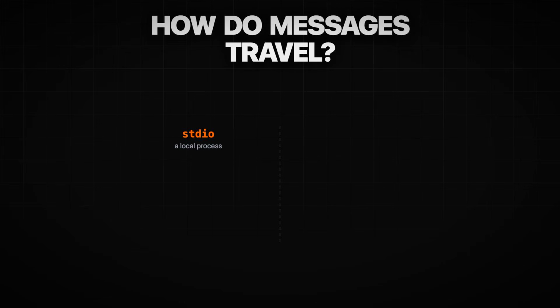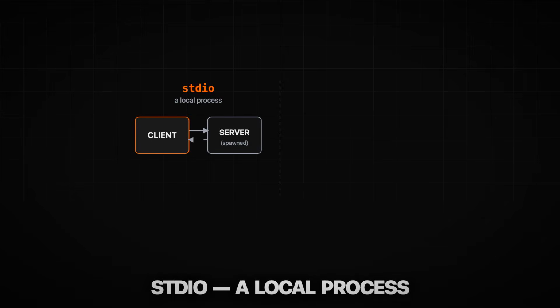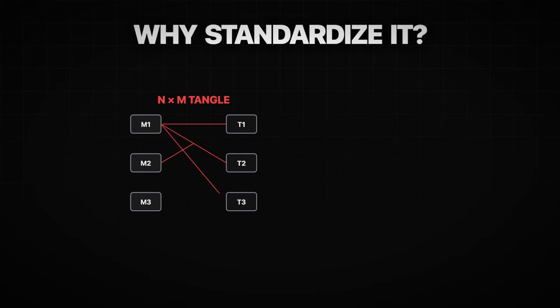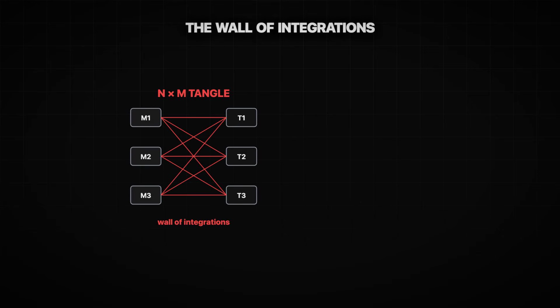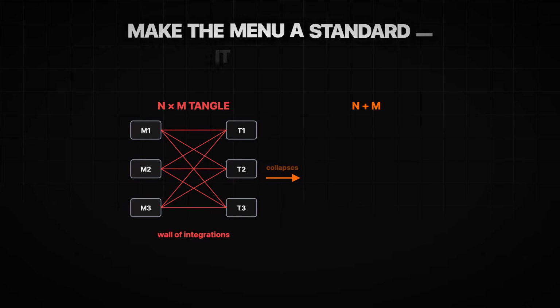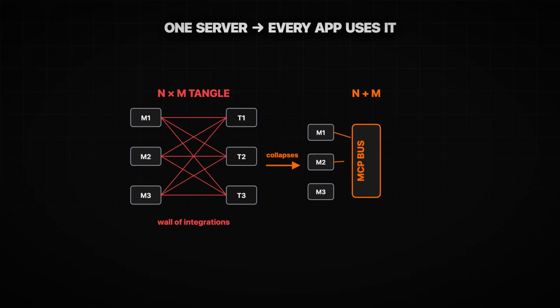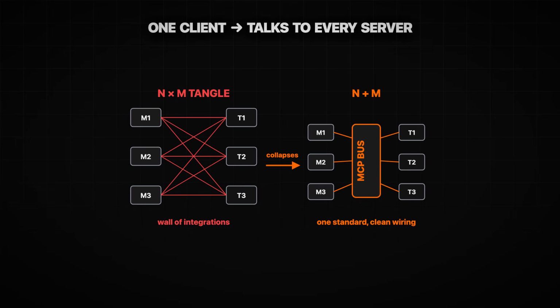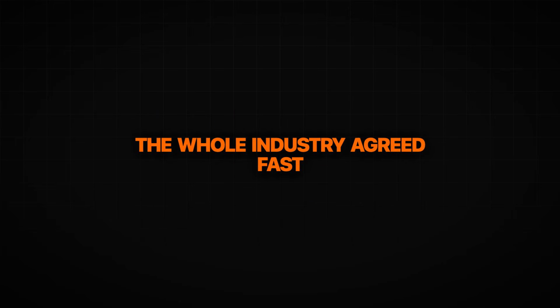Quick aside, how do these messages travel? Two ways. Either the client launches the server as a local process and pipes text in and out, or it talks to a remote server over HTTP. Same menu, different pipe. So why standardize all this? Go back to that wall of integrations. Every model wired to every tool. Make the menu format a standard, and the wall collapses. Build one server, every AI app can use it. Build one client, it talks to every server. The whole industry agreed fast. Within months, the other big labs adopted it too.